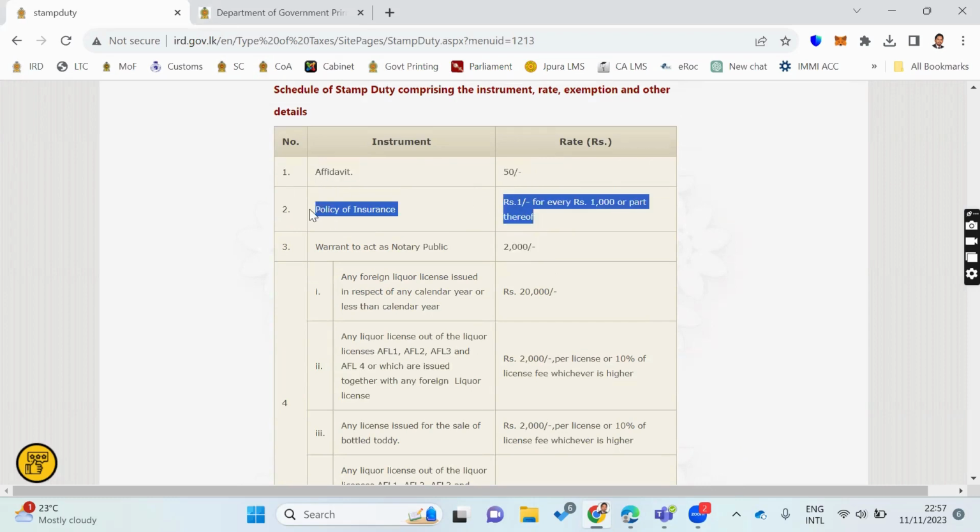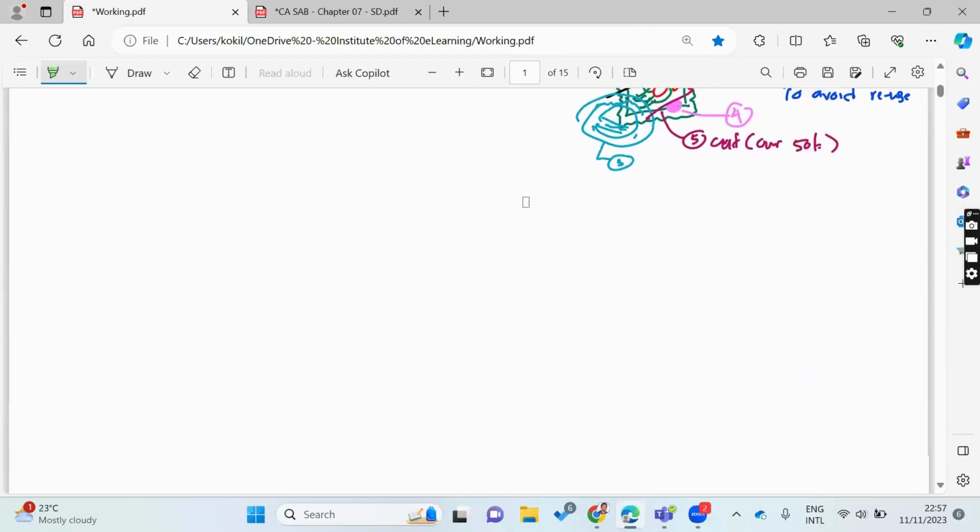And I think this is not clear to you: policy of insurance, 1 rupee for every 1,000 or part thereof, what is that? As an example, let's say you are paying an insurance policy, let's say your motorcycle insurance, 3,500 would be your insurance fee. Then how much would your stamp duty be?